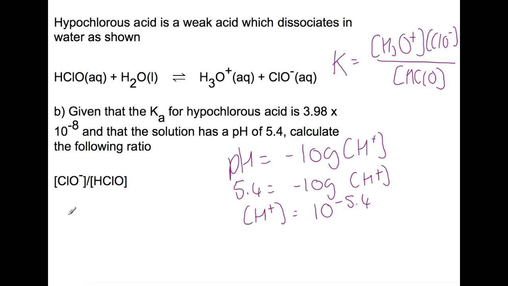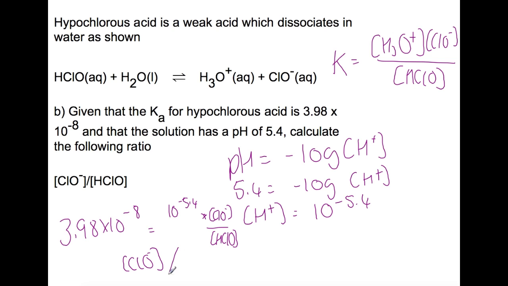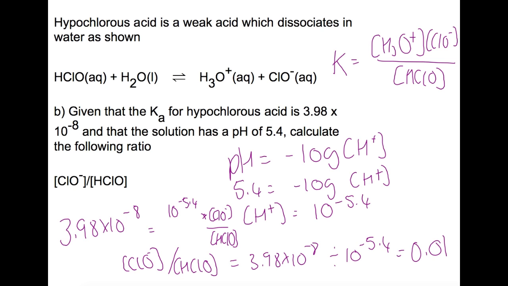We can then put the values into the equation that we have here. So we know the value for Ka. We know the value for the H+ concentration, and that is then multiplied by the ratio that we are trying to find. So if we then divide by the concentration of H+, we should find that the ratio comes out to be 0.01.